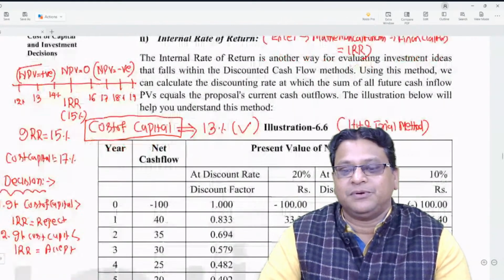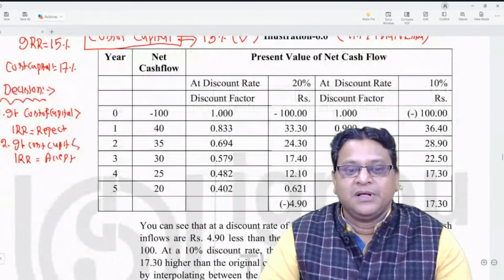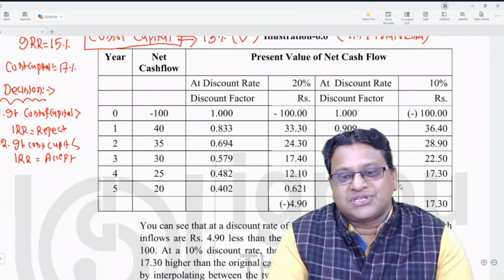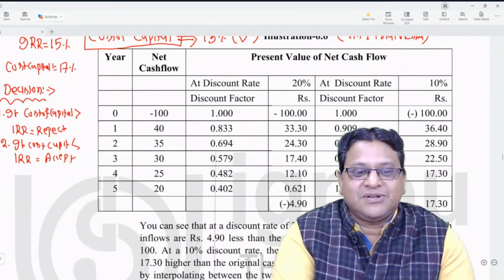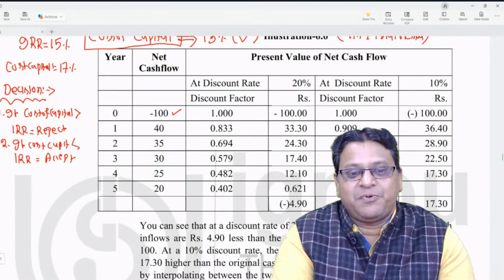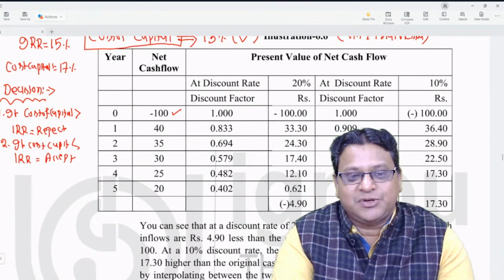Let's take an example. A project is there with cash inflows. What is the cash outflow of the project? The cash outflow of the project is 100. What are the inflows of the project? First year 40, second year 35, then 30, 25, 20.